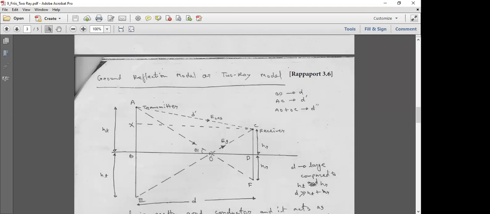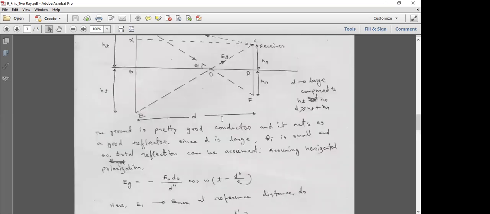You will get a reflection from the ground, and that causes a good power level, because the ground acts as a good reflector. So you cannot actually ignore this second ray. It comes with a very good power level. And that is why this two-ray model is so important. So very commonly you get this scenario.